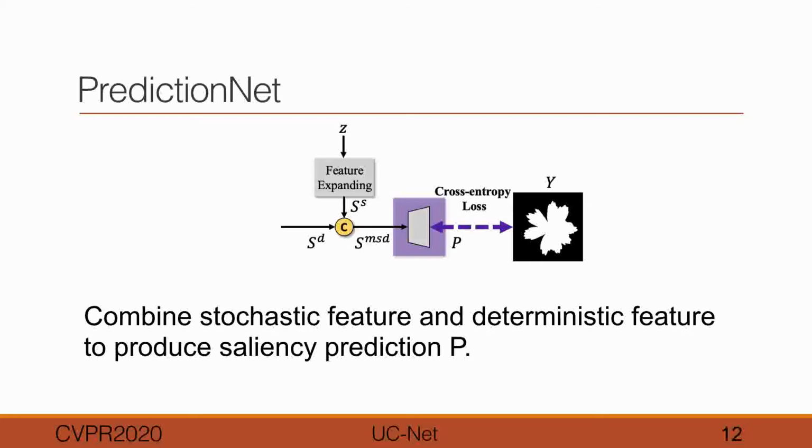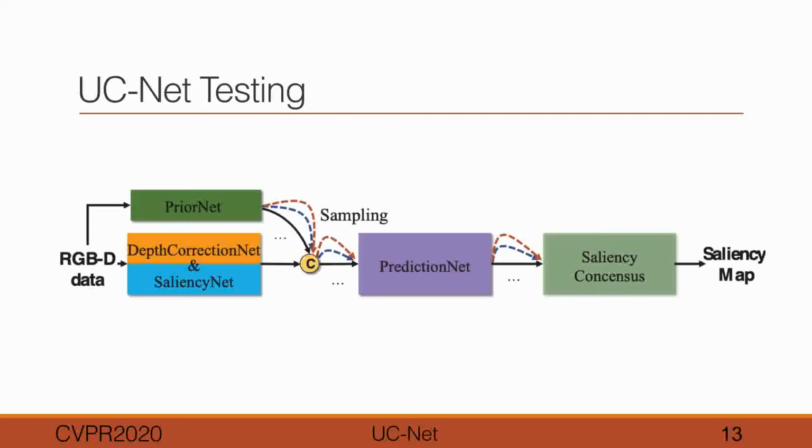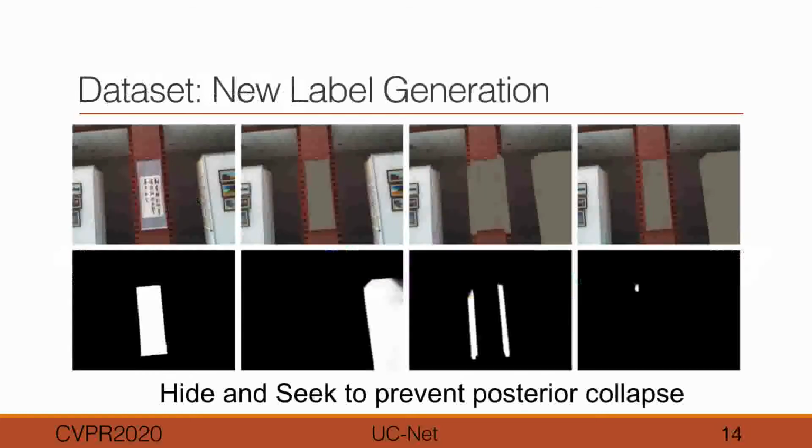our final prediction. During testing, we can sample from the LatentNet to generate diverse predictions for each input RGB-D image pair and compute the majority of these predictions for performance evaluation.